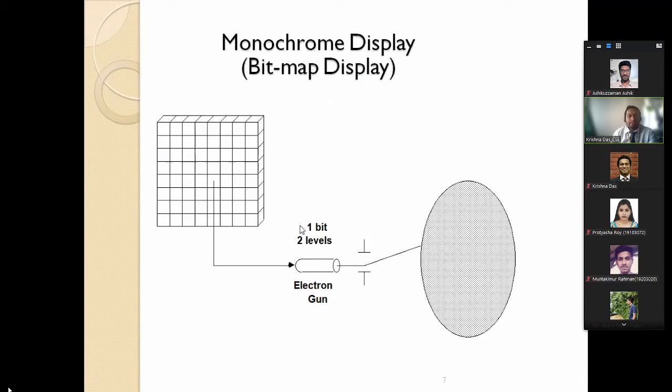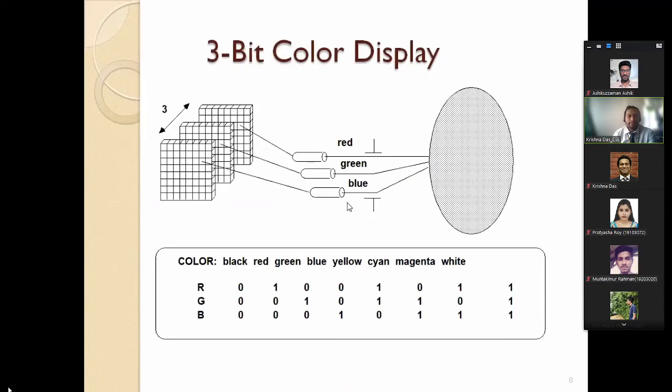Now, a monochrome display means 1 bit has been defined, as it may look like that. So your gun is defined with 1 bit. For 3-bit color, red, green, and blue are each defined with a 1-bit plane. And with 3 bits, 2 to the power 3, what are the possible colors? We can have 8 combinations, right?